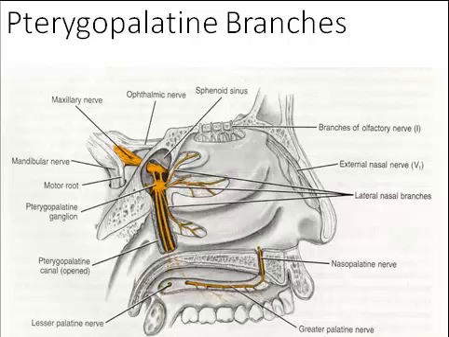And this is just a diagram showing the 5 branches of those pterygopalatine branches that have branched off our maxillary nerve. Our lateral nasal, right here, our nasopalatine here, our greater palatine here, our lesser palatine here, and I don't believe it shows the pharyngeal branch.